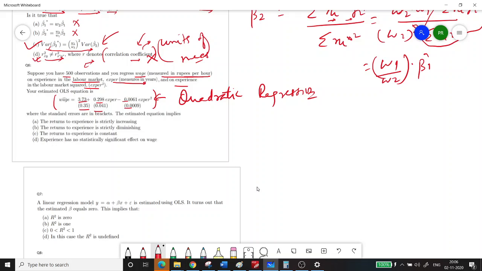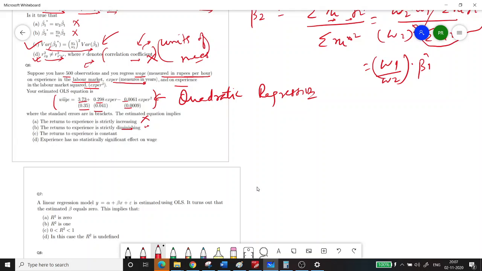So the estimated equation implies the returns to experience is strictly increasing. Now this is not true because in this case it is negative. So this option is not right. The returns to experience is strictly diminishing. That is what this negative sign in front of the coefficient of experience squared shows, because you must understand that in this case this square term gives you the rate of change of wage with respect to experience. So in this case return to experience is strictly diminishing. This might be a potential candidate.